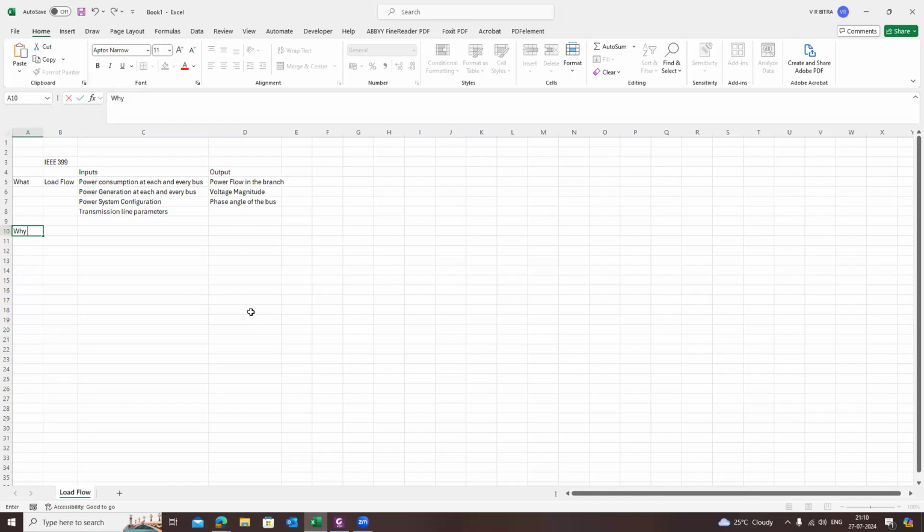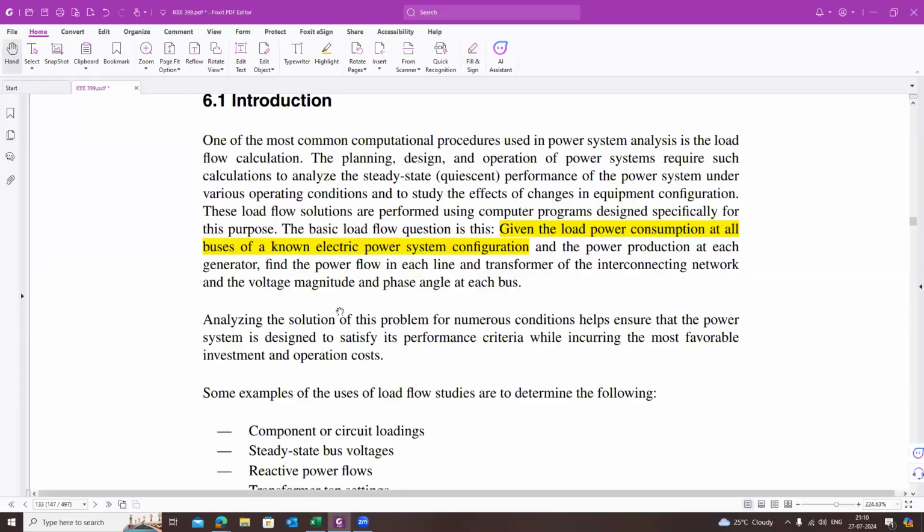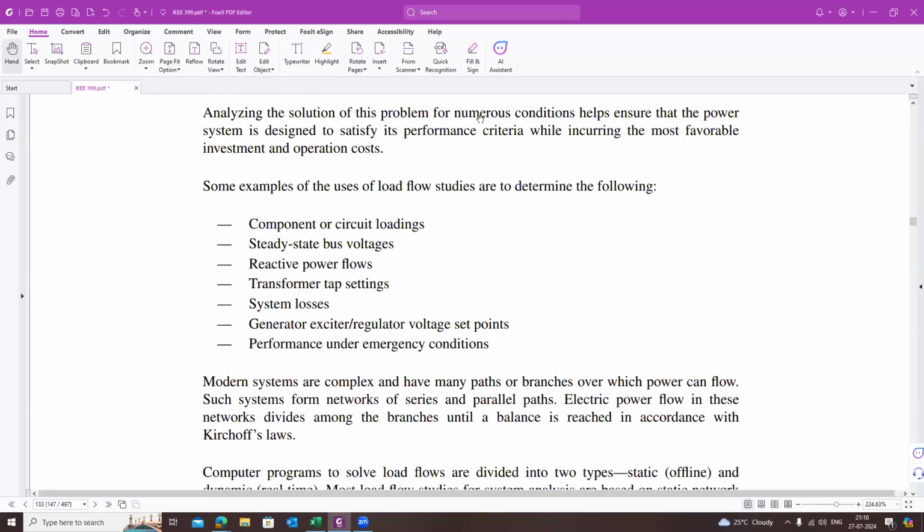To understand if the designed system is working properly or not. Okay. Whether the selected components are overloaded or underloaded, and whether it is sufficient. Yes. So here, we have answered what the load flow is. Now let's answer the question, why the load flow?